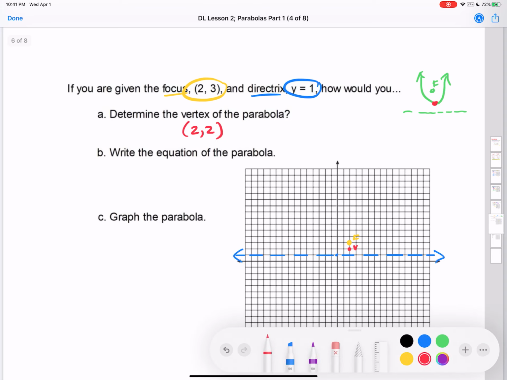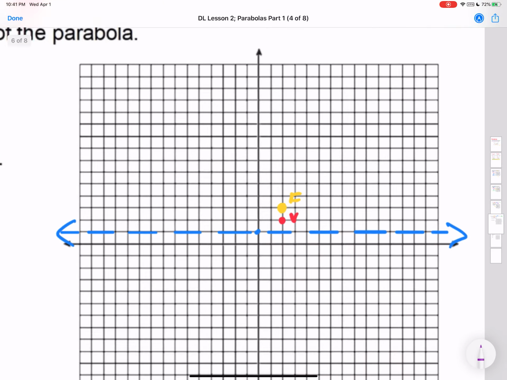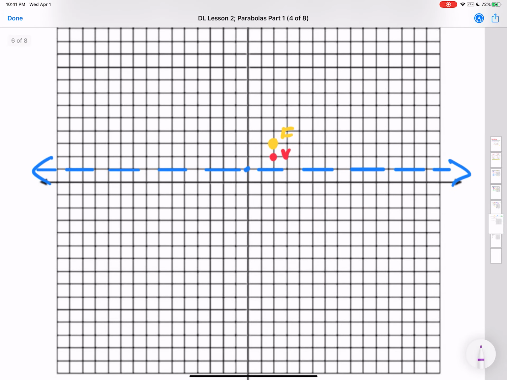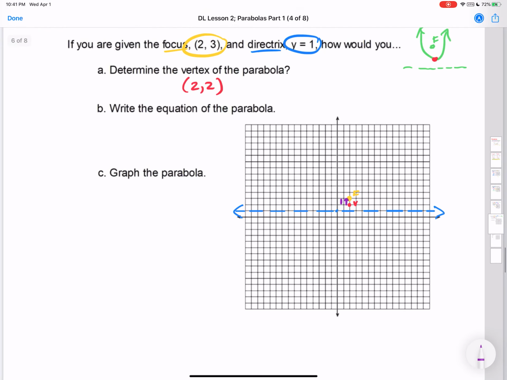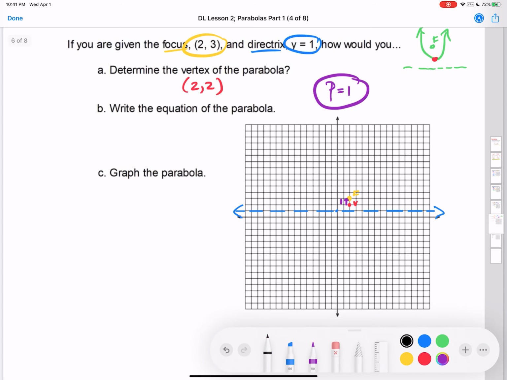Okay, so now I want to figure out what our p-value is. Well, we could easily see that right here. It is the distance from the vertex to the focus, and that's going to be 1. So that means p is equal to 1. So I'm going to use that information. So again, we know that this is a vertical parabola. It's opening in an upward direction.